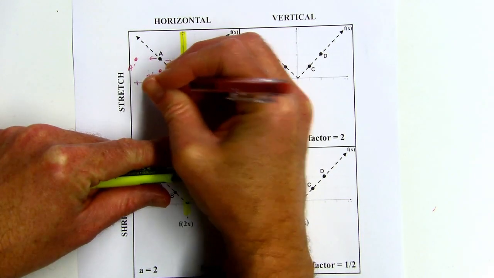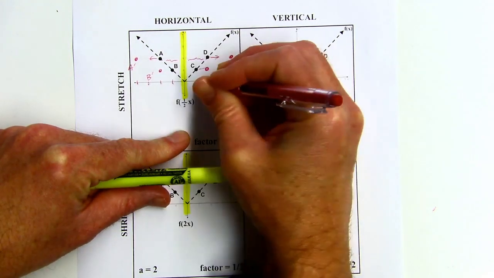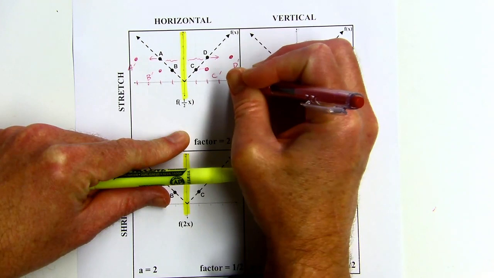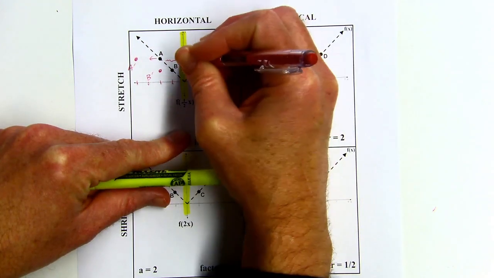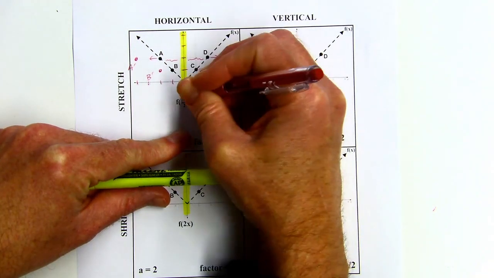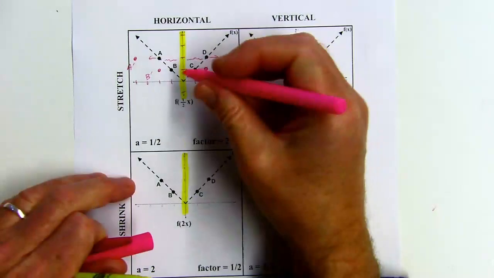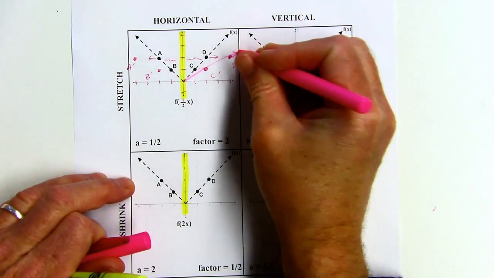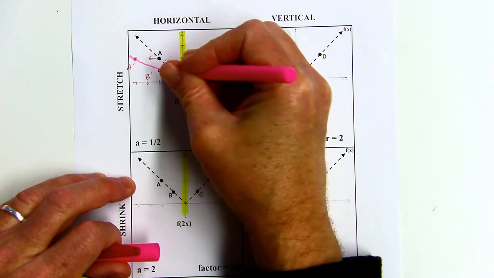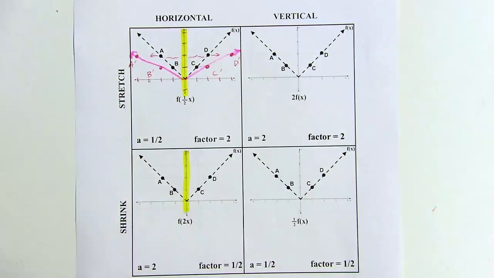The graph printed out a little light, so I'm just going to put in the ticks on the axes. But then when we draw this in, here's the graph of f of 1/2 of x.